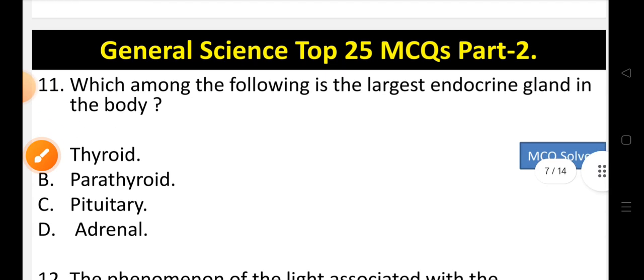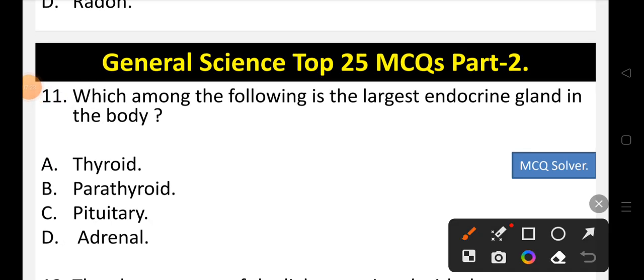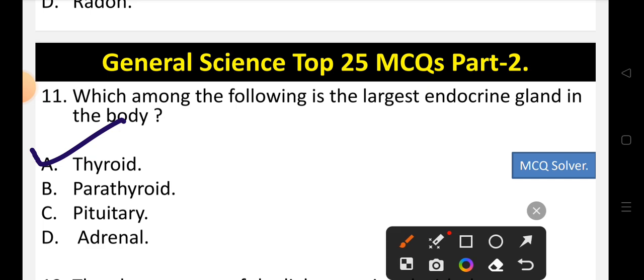Now let's move to question number 11. Which among the following is the largest endocrine gland in the body? Let's look into the options. Option A thyroid, option B parathyroid, option C pituitary, or option D adrenal. So the correct answer is option number A, that is thyroid gland is the largest endocrine gland in the body. So A is the correct option.